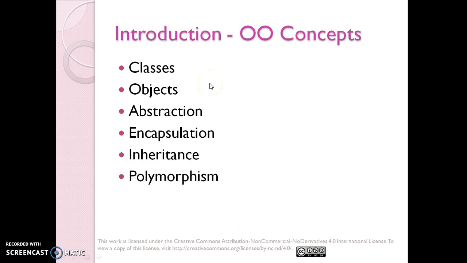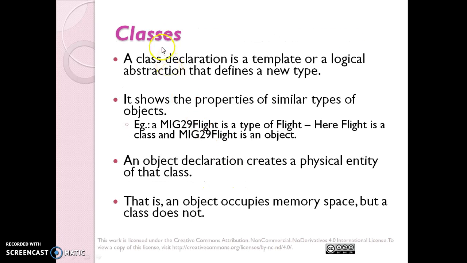The introduction: any object-oriented programming begins with classes, objects and the various OO concepts such as abstraction, encapsulation, inheritance and polymorphism. What are classes? A class declaration is a template or a logical abstraction that defines a new type. A new type means that it is able to create similar types of objects.